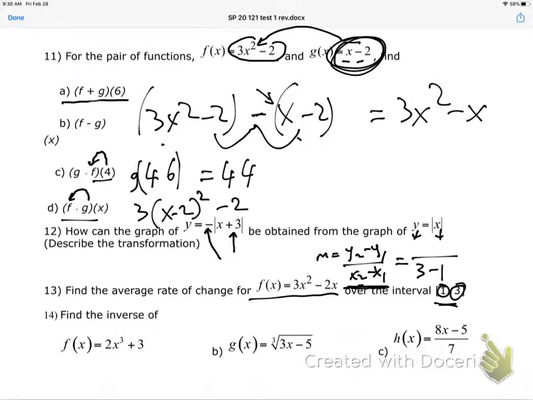So when x is 3, 3 squared is 9, times 3 is 27, minus 2 times 3 is 6, so that is 21. Okay, so when x is 3, y is 21. When x is 1, 1 squared is 1 times 3 is 3, 2 times 1 is 2, 3 take away 2 is 1. Right, that's 20 over 2, the answer is 10.